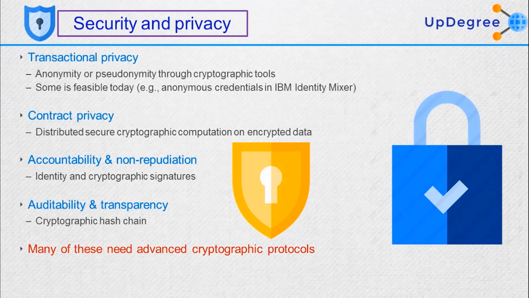You may ask one question. You have seen Bitcoin, you have seen blockchain, you have seen permissionless, private, public. But then where is security? Security and privacy already exist. It's a part of blockchain.